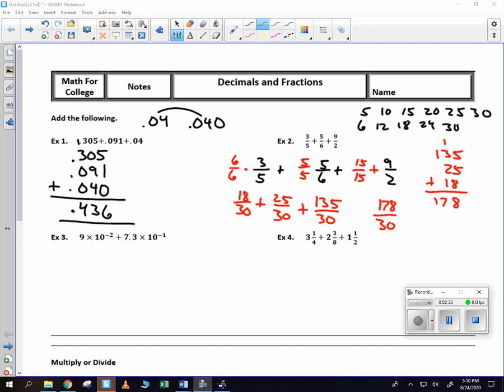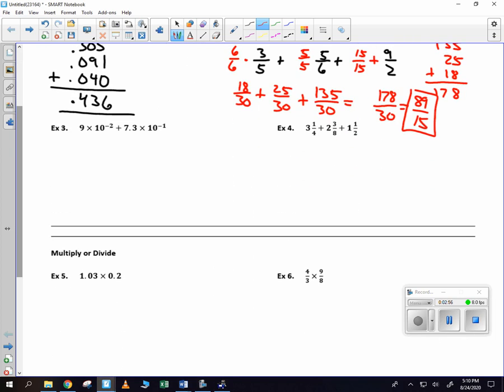Now, we can simplify that. They're both divisible by 2. If you divide it by 2, you're going to get 89 over 15, and so that's simplified. It's kind of a tough one right there. Sorry about that. And note that you don't get to use a calculator on this first test. The other test you definitely will, but this one you don't want to use a calculator, okay?